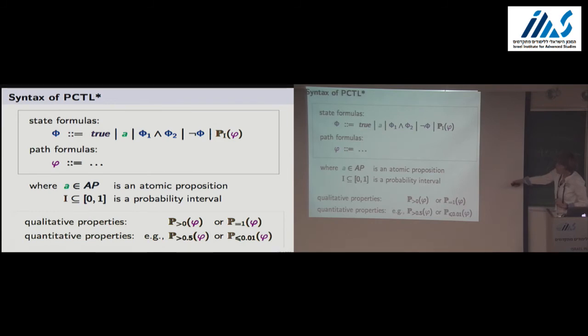Just for these probability intervals, I mentioned before this notion of qualitative properties. This is used for constraints where we say a certain formula holds with positive probability or holds almost surely, which means with probability 1. That's a qualitative property, and quantitative means anything else. So, for instance, phi should hold with probability larger than 1/2.